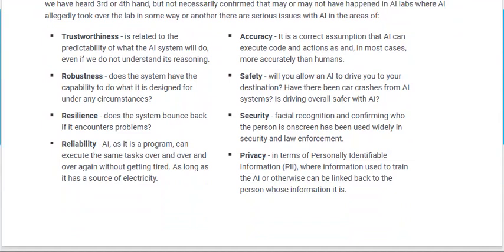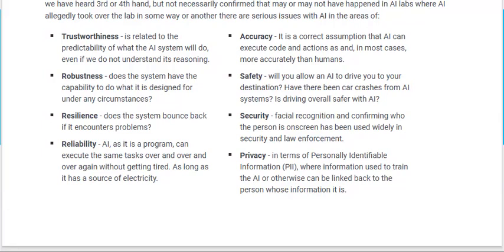Accuracy: it is a correct assumption that AI can execute code and actions as well as, and in most cases more accurately than, humans. Safety: will you allow an AI to drive you to your destination? Have there been car crashes from AI systems? Is driving overall safer with AI?